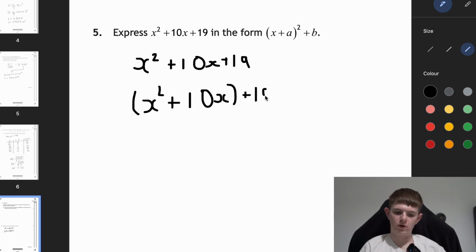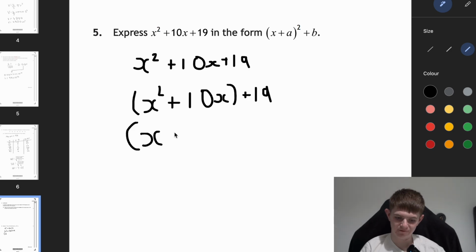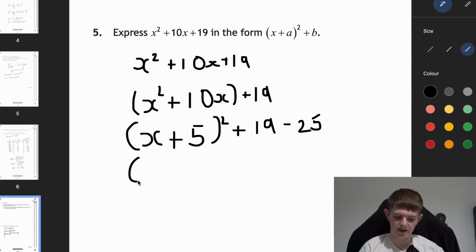Now notice how our one doesn't have the square on the outside of the bracket, but this one does. That's what we need to do now. So we're going to take out the squared. So we're going to have x, we're going to half this number in here. So we're going to have x add 5, and then the squared is on the outside. We're going to add 19, and then we'll take away whatever number in here squared. So 5 squared is 25, so we're going to take that away. And now we will collect our like terms. So x add 5 squared, and then 19 take away 25, that will get you negative 6.